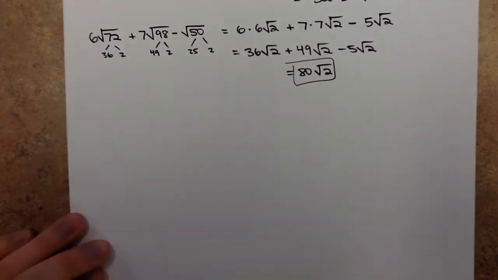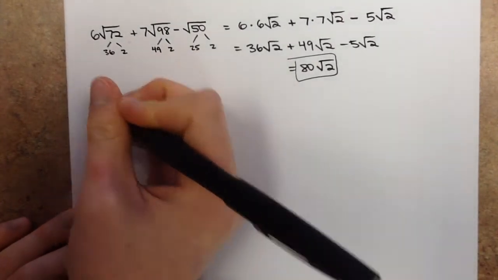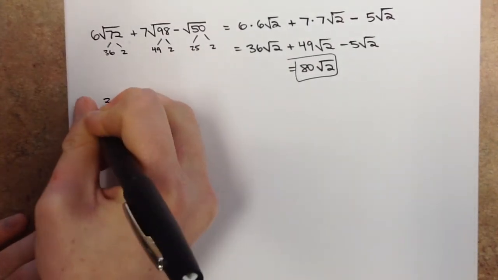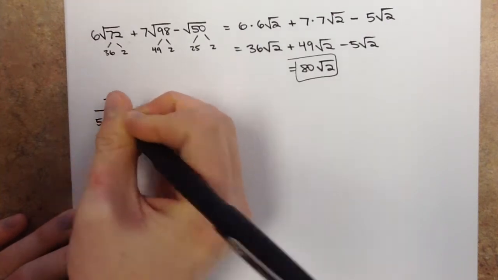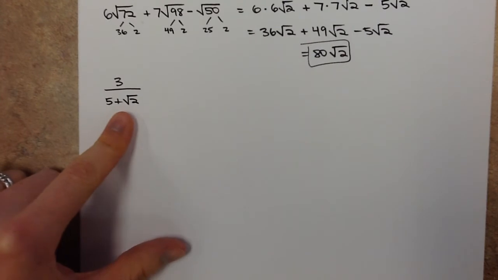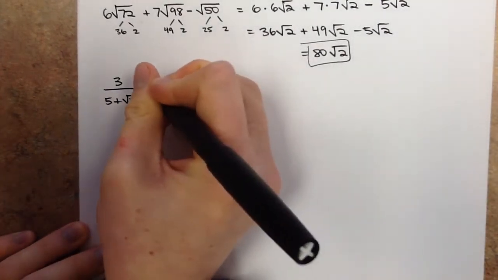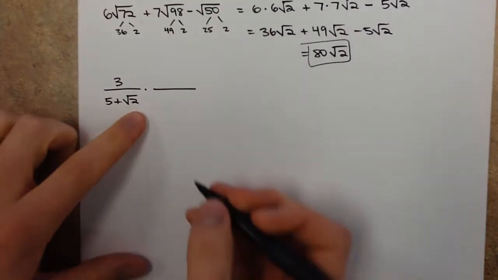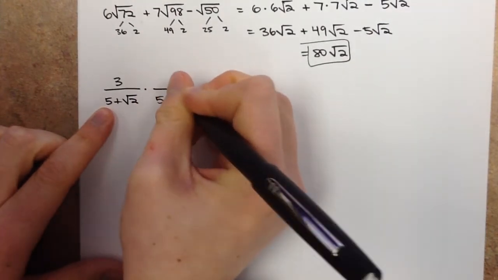All right, let's do one of these rationalizing ones. About 3 over 5 plus the square root of 2. All right, so these are good ones where you have some sort of radical piece in the denominator. And then what you have to do is multiply by what we call the conjugate. So 5 plus root 2, the conjugate is 5 minus root 2.